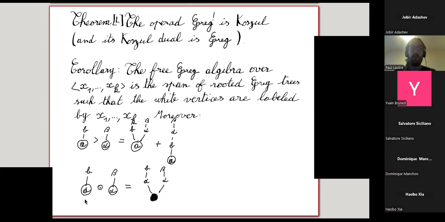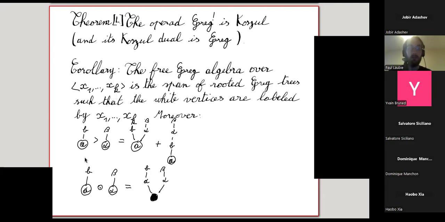From this, we can show, using the exact same strategy as in the theorem of Chapoton and Livernet, that this operad is Koszul. And why? Its Koszul dual is the Greg operad, because we made it, so it will be true. And as a corollary, the free Greg algebra of a set of letters is exactly the span of rooted Greg trees, such that the white vertices are labeled by the set of letters.